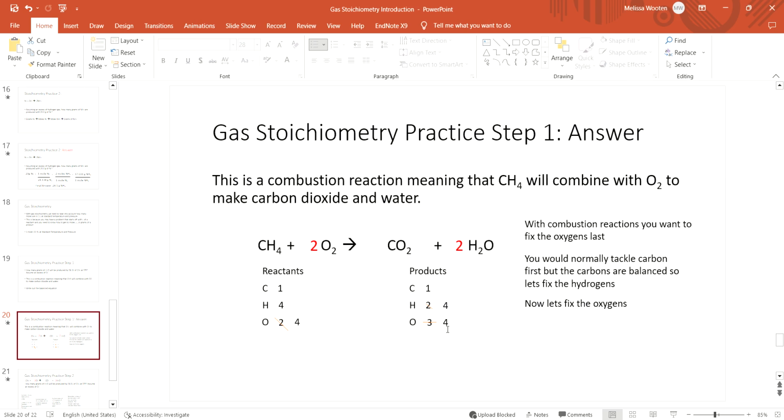And that changes our oxygens. Again, you want to change your oxygens last because generally oxygens are attached to a couple different things, and so oxygen is going to change anyways. And so when I put a 2 here, that makes our total oxygens 4 because you have 2 on this side and 2 on this side. And so in order to make oxygens 4 on the reactant side, you put a 2 in front of the O2.